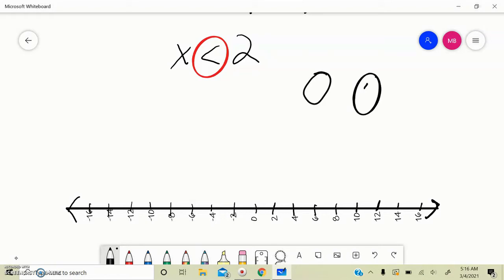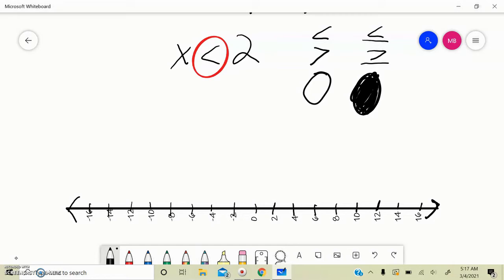Open or closed or filled in. If I want an open circle, I'm going to use less than or greater than. But if I'm looking at a closed circle inequality, it's going to be less than or equal to or greater than or equal to. So if it has that extra line, it means we're taking that extra step to fill it in.